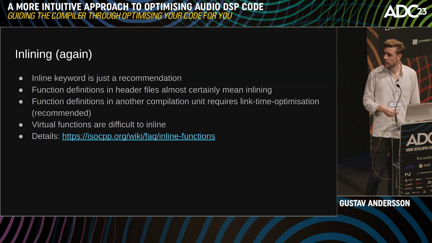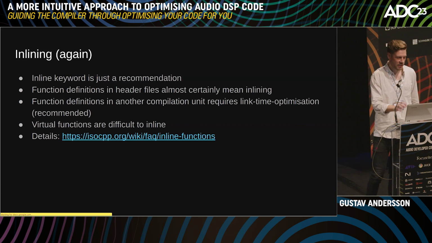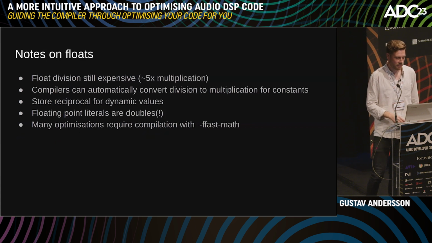There's an extra indirection, so the penalty for a virtual function is higher than a normal function. So you should avoid virtual functions, like in your inner loop over a block of samples. There's an article on isocpp.org with all the dirty details on inlines.